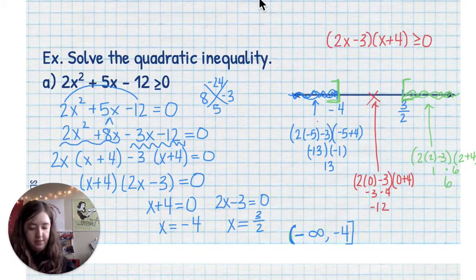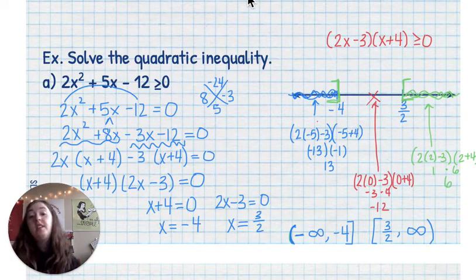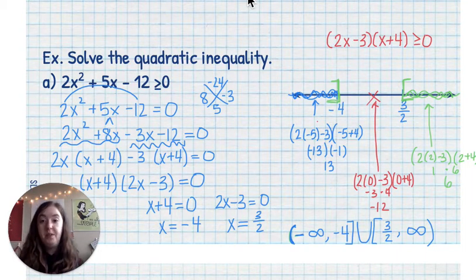And then I'll have values until infinity. To put those two sets of numbers together, I'm going to put a union in the middle.